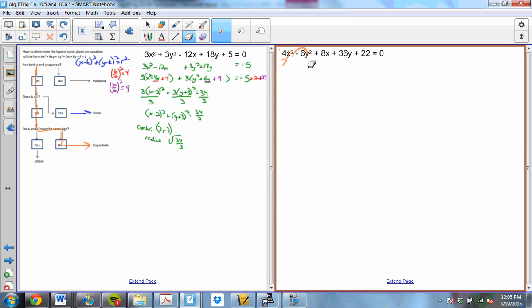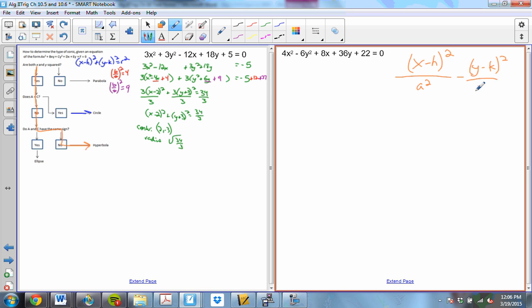So, I'm going to put this in hyperbola form. Now I know that a hyperbola is x minus h squared over a squared minus y minus k squared over b squared equals 1. The x's and the y's could switch spots. It could be y minus k first, then x minus h. So I'll figure that out when I get there. So I get my x's together, my y's together, and move that negative 22 over there, so I have this.